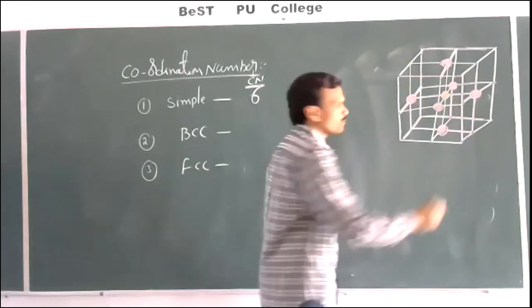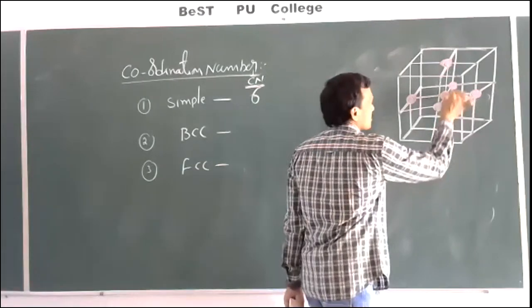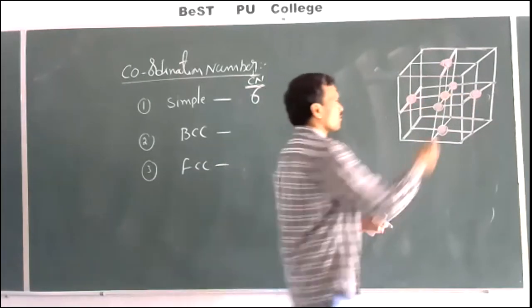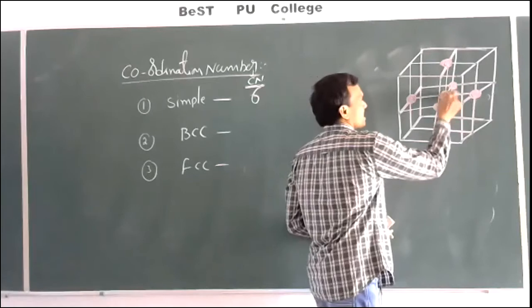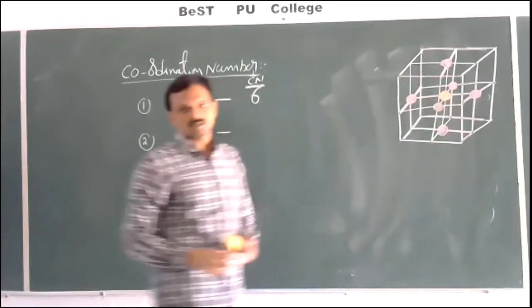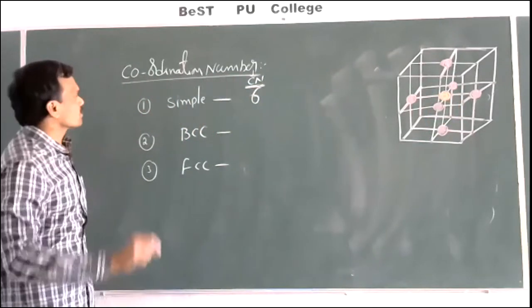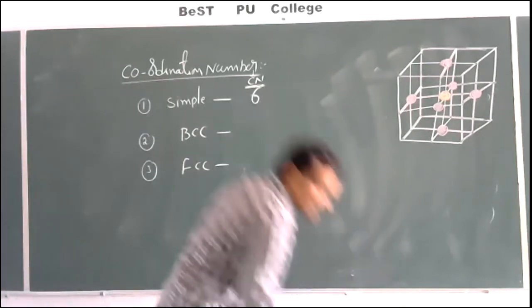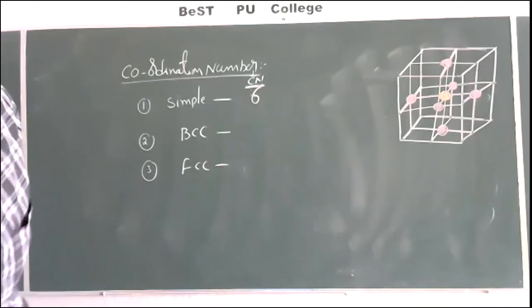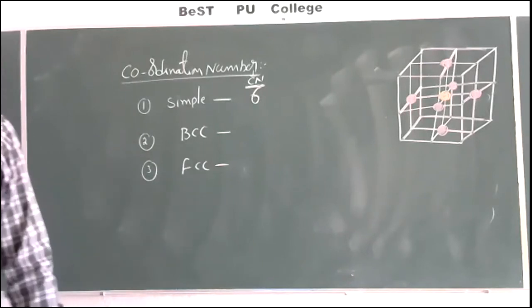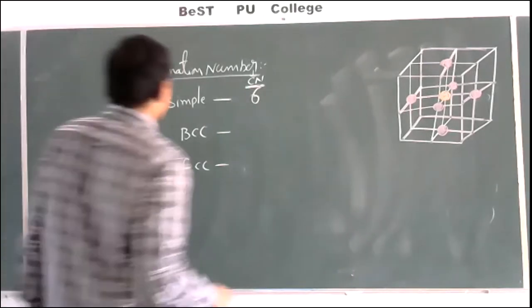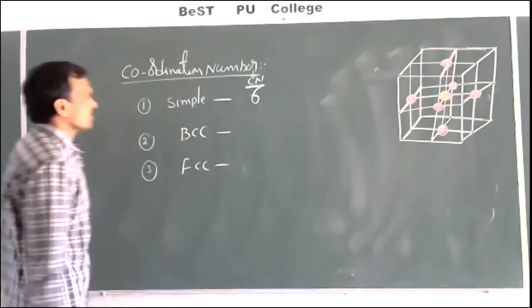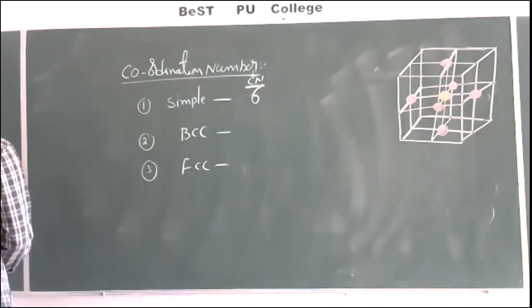So the coordination number of this center particle is nothing but how much? The coordination number of this central particle is nothing but 6. So in a simple cube, each and every particle is surrounded by 6 nearest neighboring particles. So the coordination number is 6. Yeah. Now I'll go for one more, the BCC lattice.